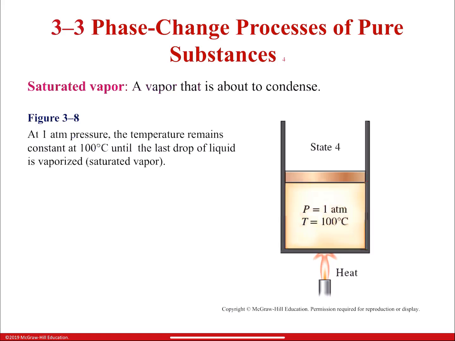As we continue transferring heat, the vaporization process continues until the last drop of liquid is vaporized. At this point, the entire cylinder is filled with vapor that is on the borderline of the liquid phase. Any heat loss from this vapor will cause some of the vapor to condense. A vapor that is about to condense is called saturated vapor, and this is called state number 4.